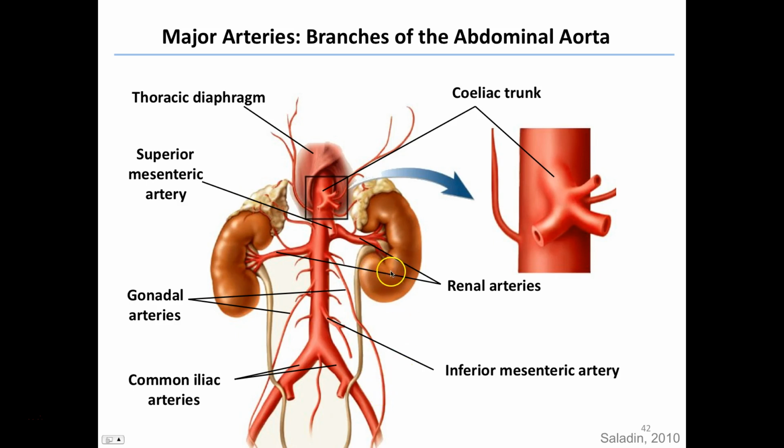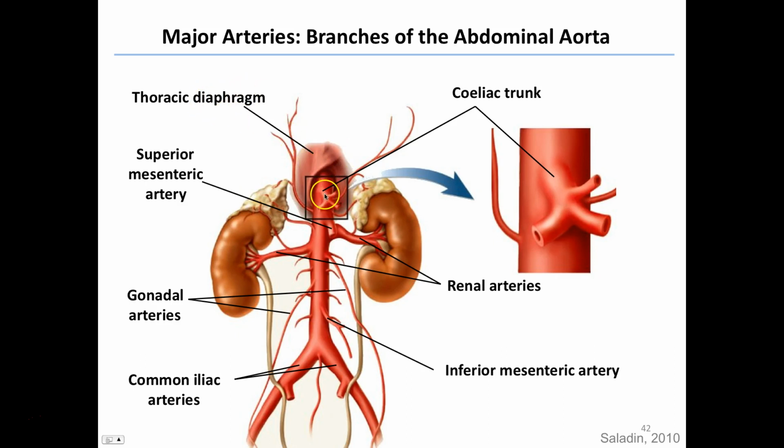Looking at these major branches now in an illustration, we're just going to go through the names of them and help you to identify them. You will be expected to identify these during your class. Here's the thoracic diaphragm with the aortic hiatus. So we can see the aorta passing through this muscular feature, which is the thoracic diaphragm.